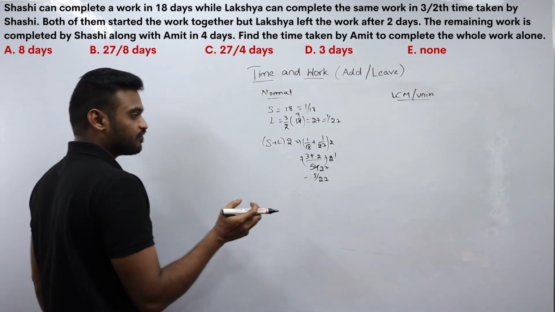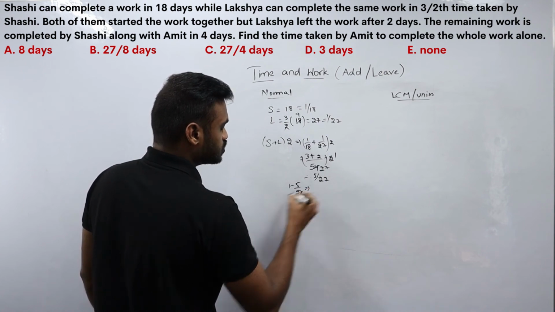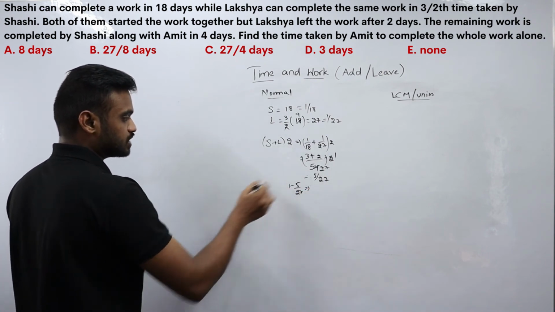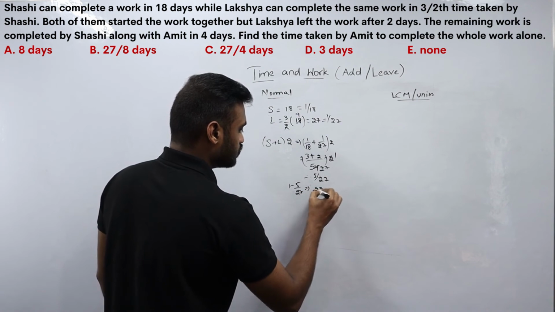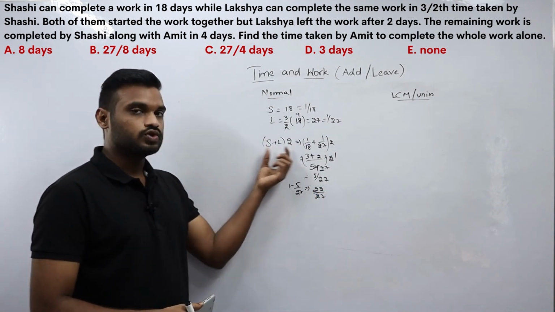Now what is the part of work that is left over? That is 1 minus 5/27. So we will get 27 ones 27, and minus 5, that is 22/27. This is the part of work that is left over after working for 2 days.